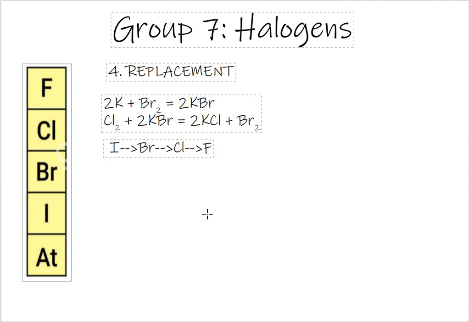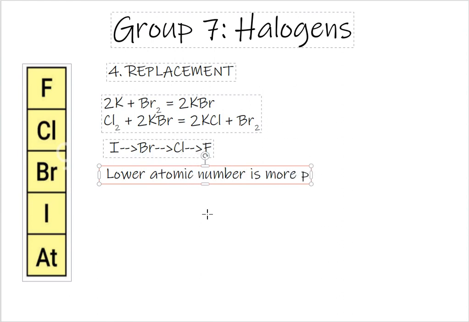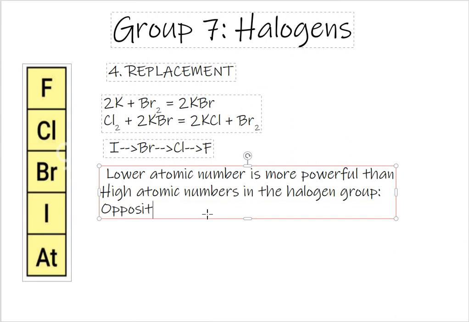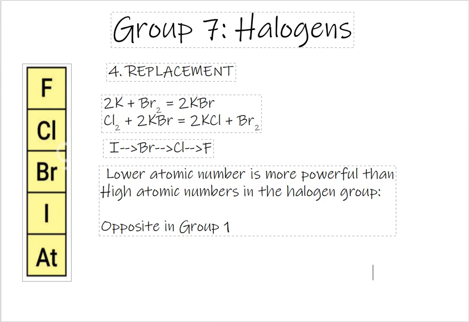And a simple method of remembering this is: lower atomic numbers are more powerful than higher atomic numbers in the halogen group, but that's opposite in the alkali metal group 1. So that's a very useful tip you can learn. Lower atomic numbers are more powerful than higher atomic numbers in the halogen group, but that's opposite in the alkali metal group 1.